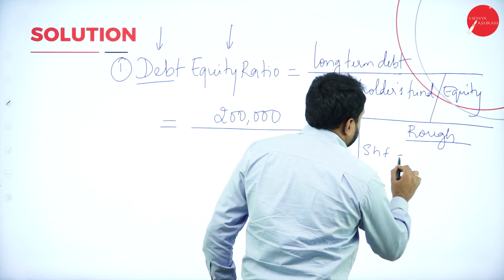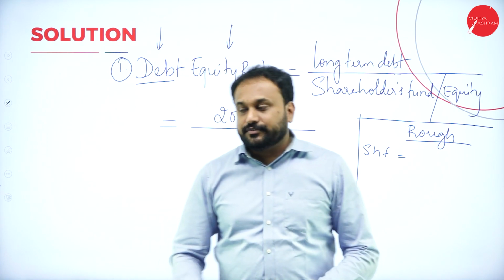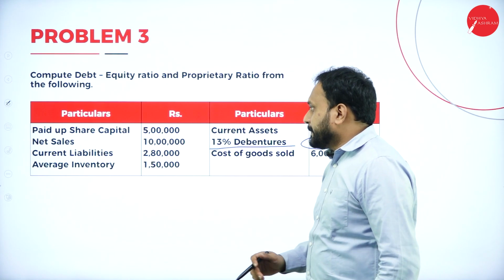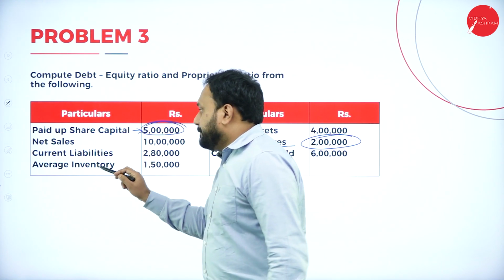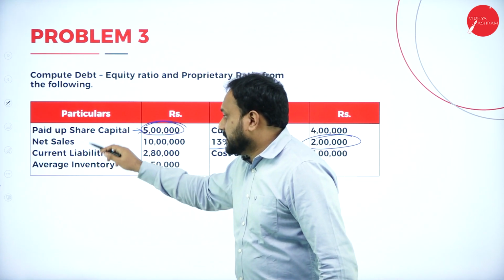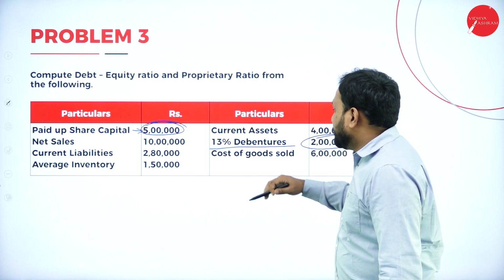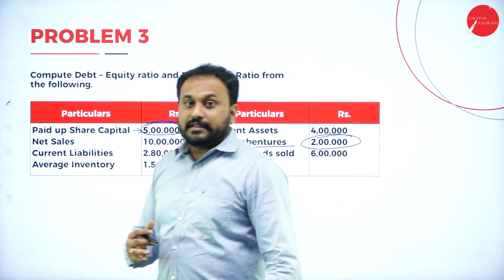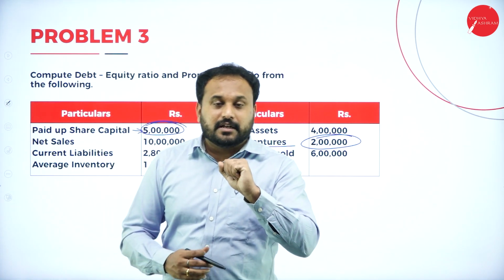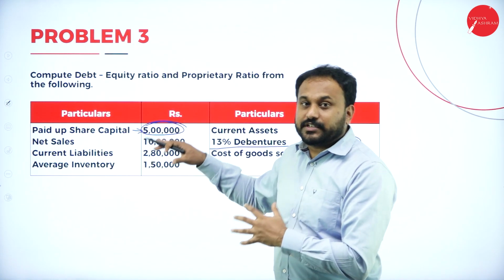Shareholders fund is equal to, what is a shareholders fund? Let's go with the problem again. We have paid up share capital, how much? 5 lakh. Apart from that, is anything else there? Now net sales, current liability, average inventory, current asset, cost of goods sold. Yes, there is nothing, what you people feel. That is the reason I have taken this question here.